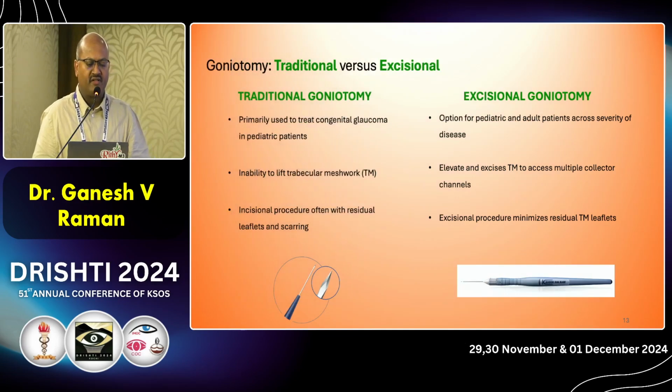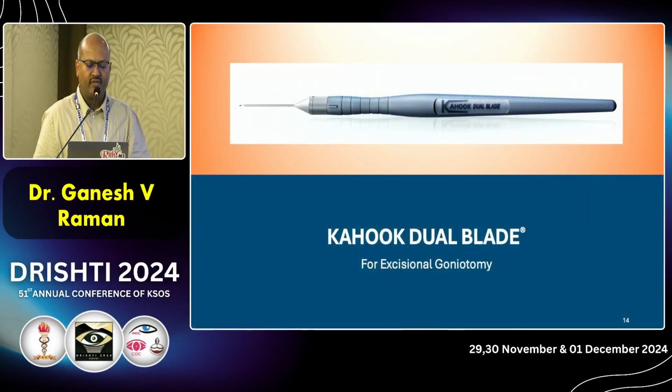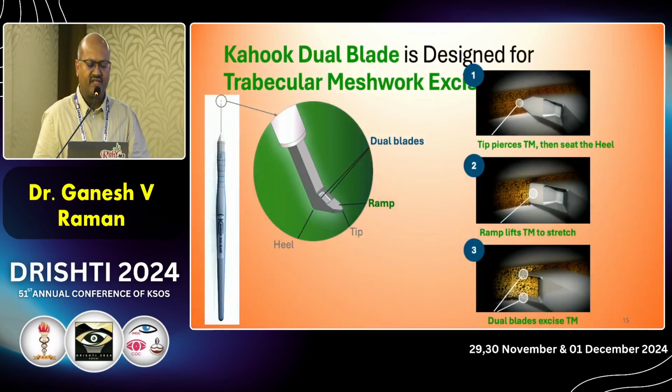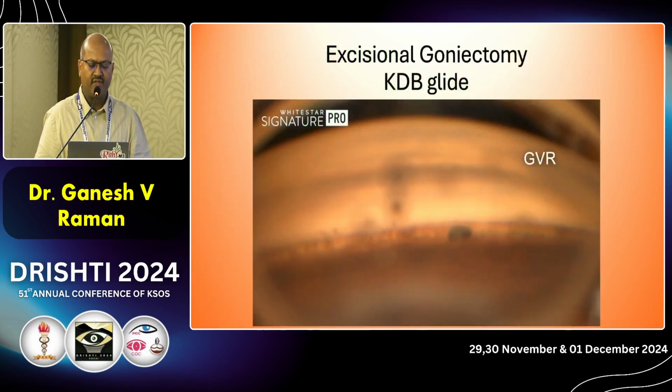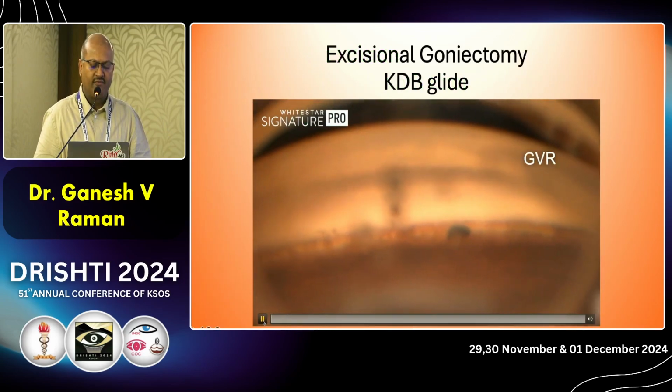Coming to excisional goniotomy, the traditional versus excisional is you have the needle-based device or the MVR-based device, but you have the Kahook dual blade now. So these are quite sophisticated devices. It has a ramp and then 2 blades at the side. As you introduce the ramp into the trabecular meshwork, the knives at the edge cut the trabecular meshwork, and the strip of tissue is peeled off. Very sophisticated, very good results. We are very happy with it. And this is how it works.